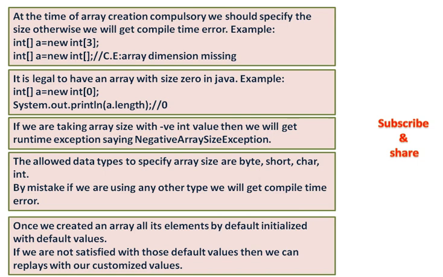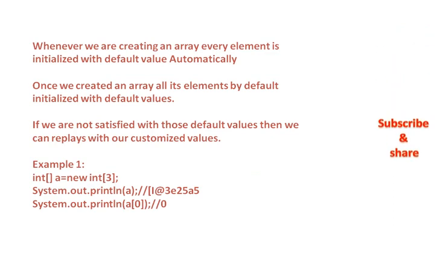Also, an important point is the allowed data types to specify the size of arrays: byte, short, char, int. By mistake, if you use any other type, it will give you a compile time error. Once we create an array, all its elements are by default initialized with the default value. If you created int[] a = new int[3], the default value of int is 0. So it will be created with 0, and every block will be filled with 0, all 3 blocks. Now it's your choice, whatever you want to do with those 3 blocks.